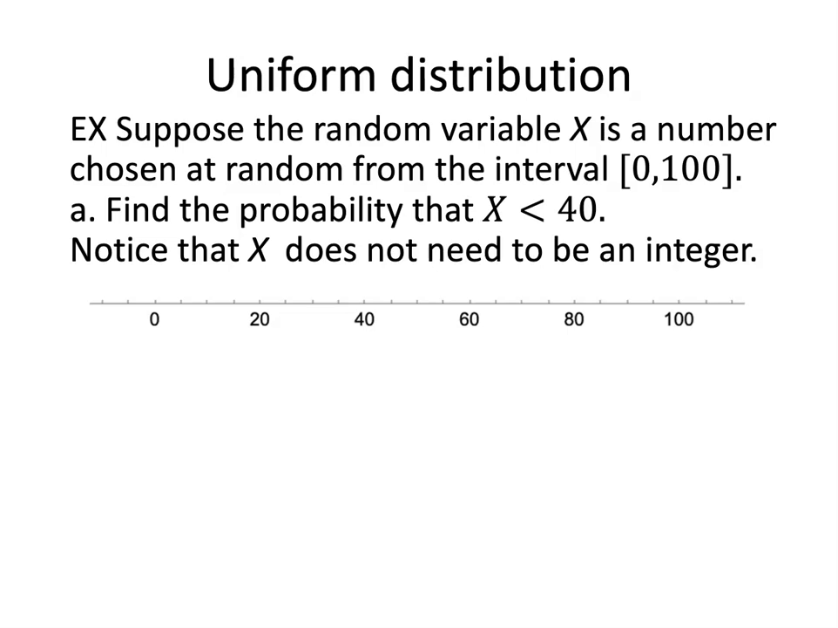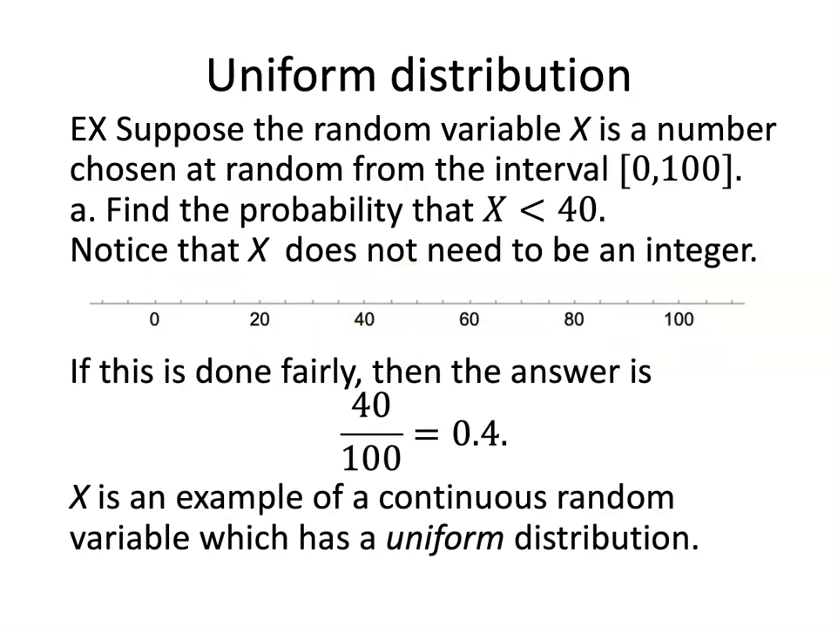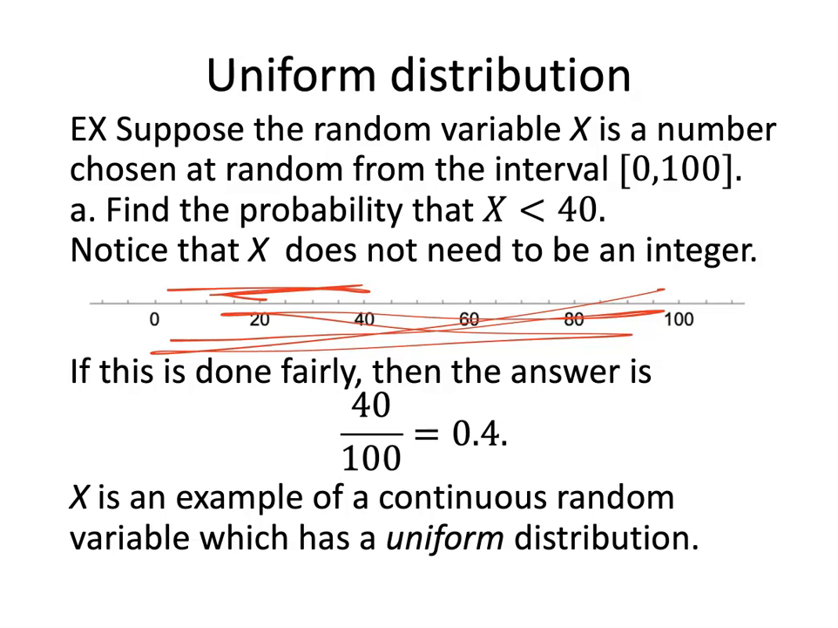Here's one way to think of it. So we're picking a number from 0 to 100. This is an interval of width 100. And we're finding the probability that x is less than 40. Well, if this is done fairly, then the answer is 40, the width of this interval, over 100, the width of this whole interval. X is an example of a continuous random variable which has what we call a uniform distribution. No number is more likely than another. We call it a uniform distribution.